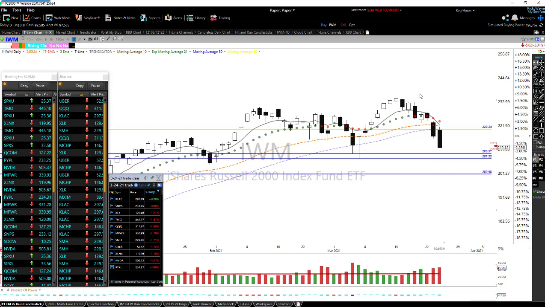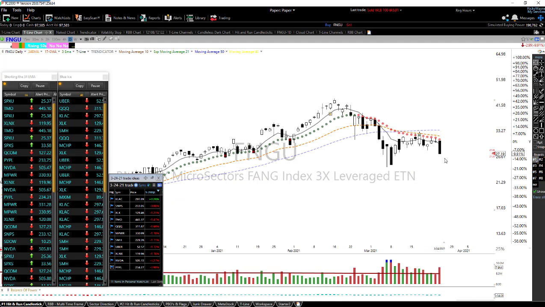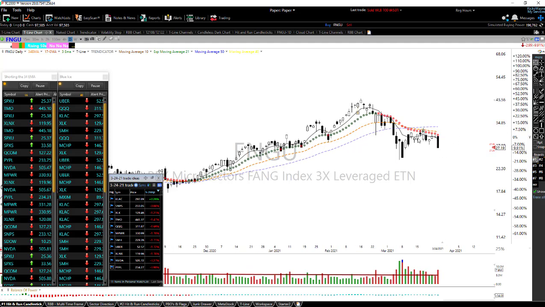And then a chart that I'm absolutely paying attention to is FNGU. This is the FANG stock index here, and there's just nothing bullish about this chart, and it's got a lot of work before it can get going. So this is a chart I'm pretty much going to follow, kind of a lead in the market, and right now it looks a little bearish.